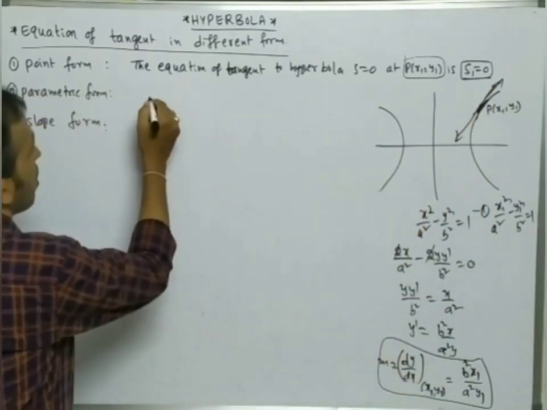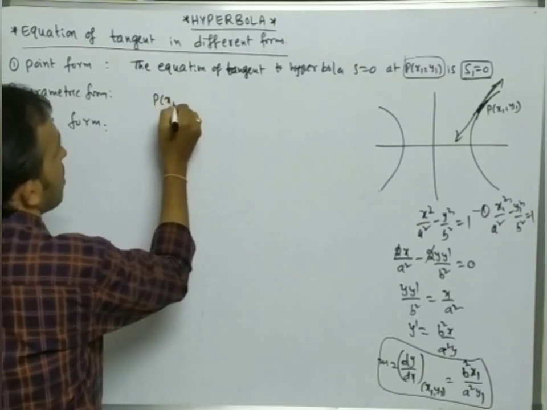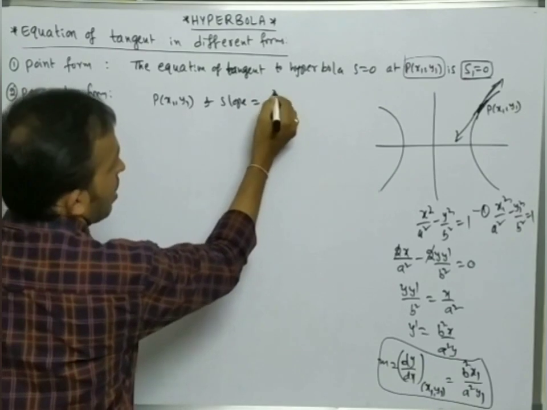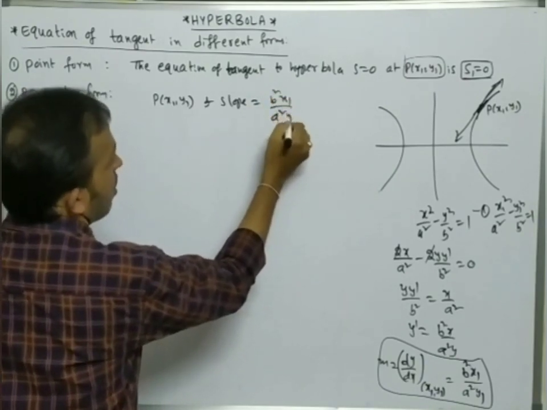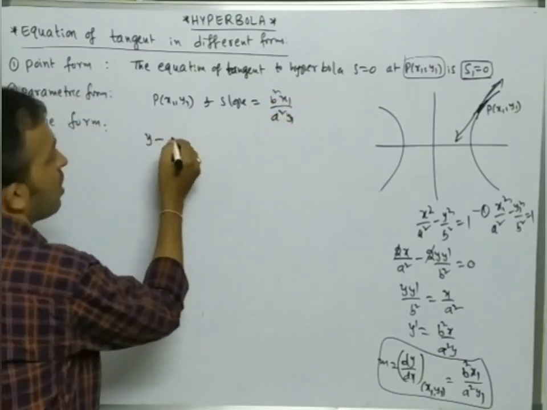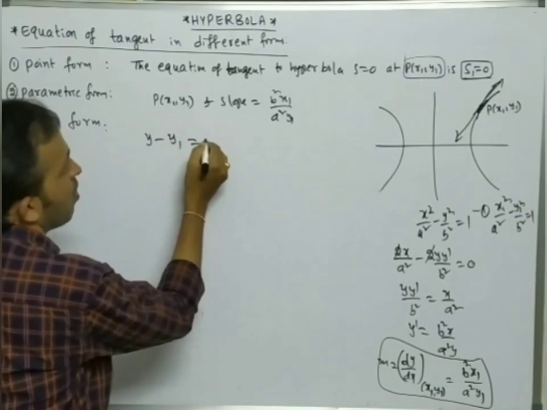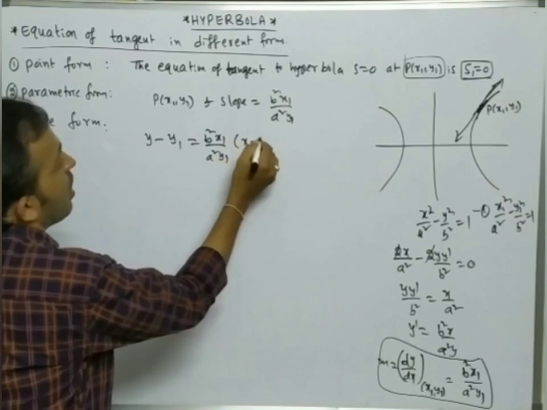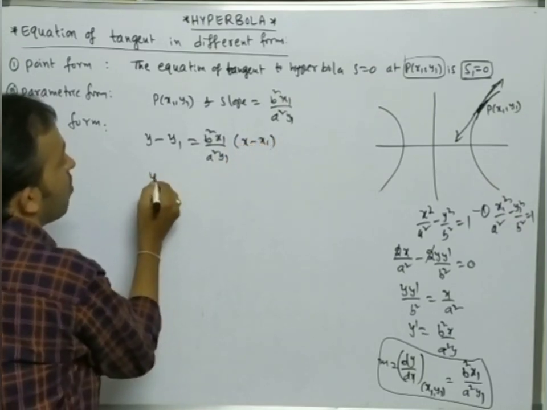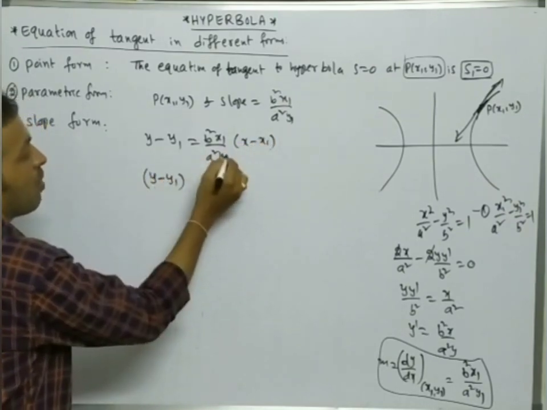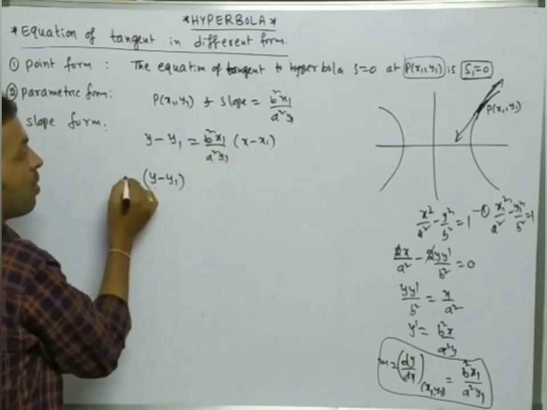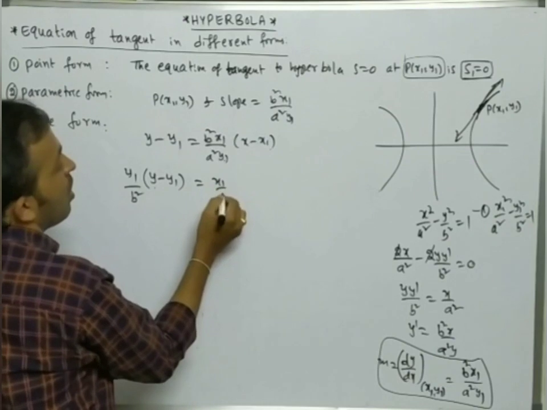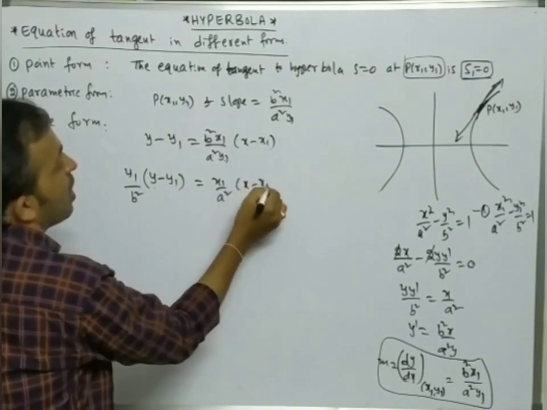Therefore we got a point and slope. Slope is equal to what? b square x1 by a square y1. Now what is the equation of the tangent formula? y minus y1 is equal to m, that is b square x1 by a square y1, into x minus x1. So y minus y1, here careful simplification, bring b square by y1 to the left hand side, you will get y1 by b square is equal to x1 by a square into x minus x1.